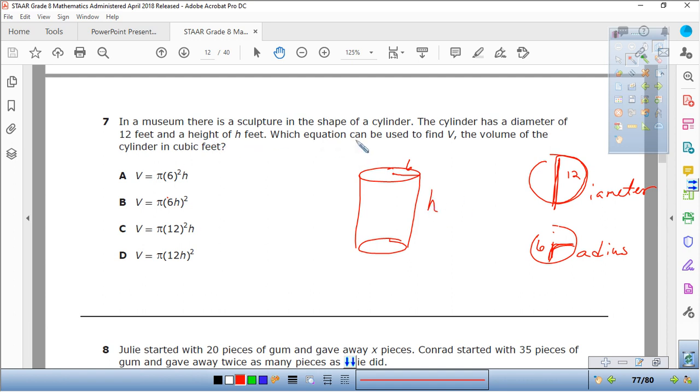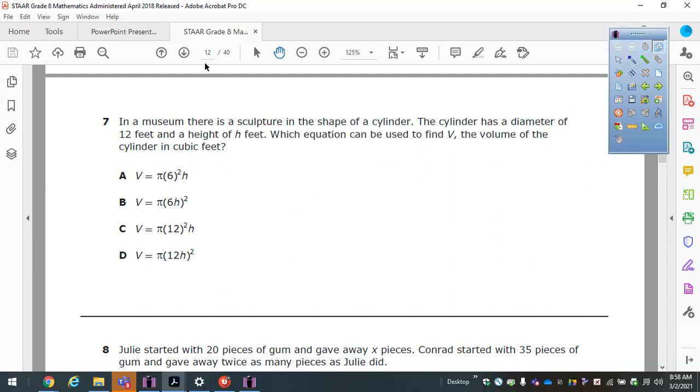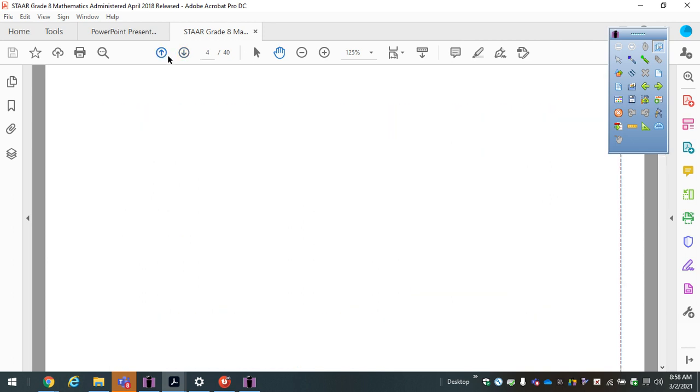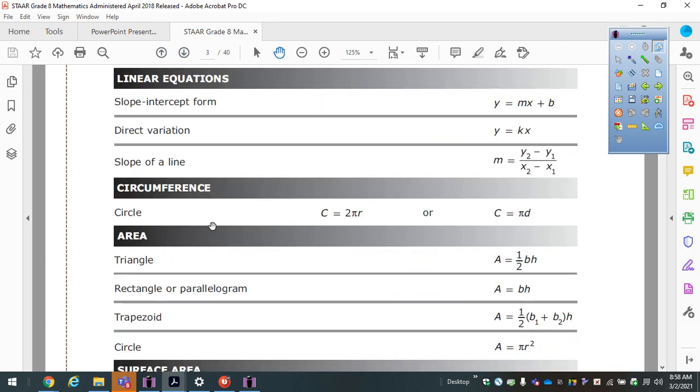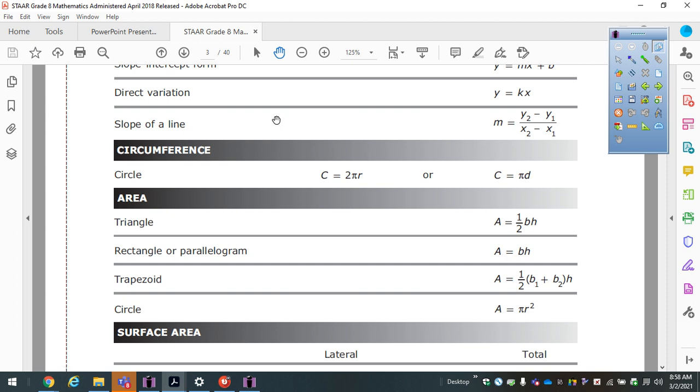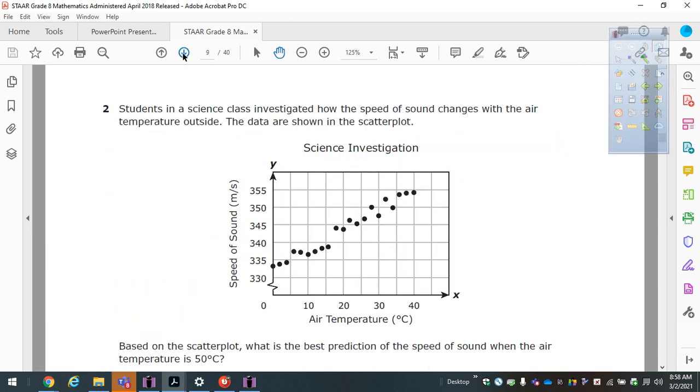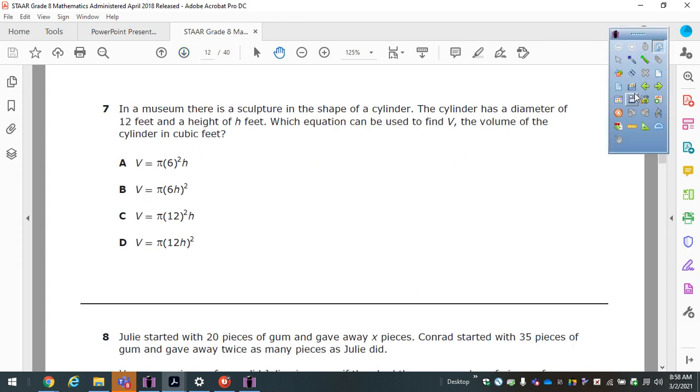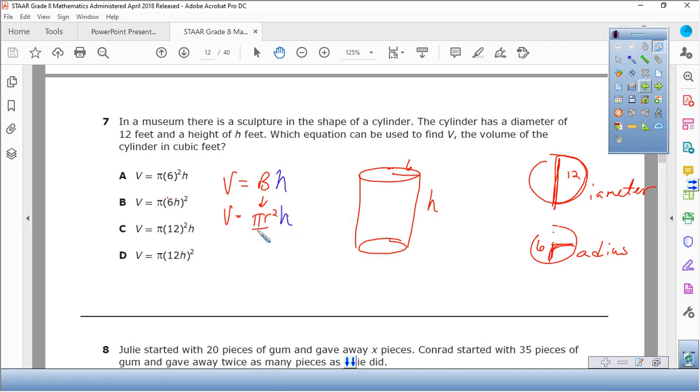Which equation can be used to find the volume? Volume is equal to BH, where B stands for the area of the base, which is pi radius squared, times height. This is this part right here. Let me change color so you can understand. The base is equal to the area of a circle. How do you get that? I just go back up here. Area of a circle, right here: pi radius squared. Anybody remember what number that was? There it is. So I have that, and that's all I need.